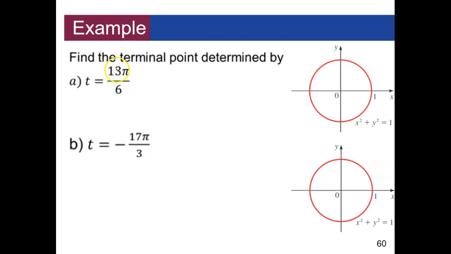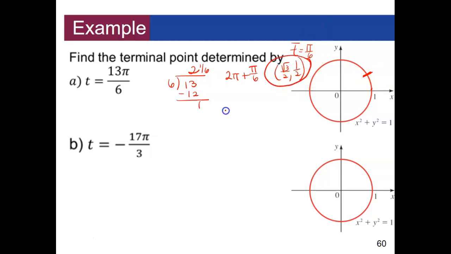Okay, the first one here, this is more than 2, so I'm going to divide 6 into 13. It goes 2 times. So this is the same as 2 pi plus 1/6 pi, or plus pi over 6. So one complete revolution takes me to here, and another 1/6 is going to take me here. So my reference number is pi over 6. My coordinates are going to be the square root of 3 over 2 and 1/2. And because it's the first quadrant, they're both positive, and so therefore that would be my answer.